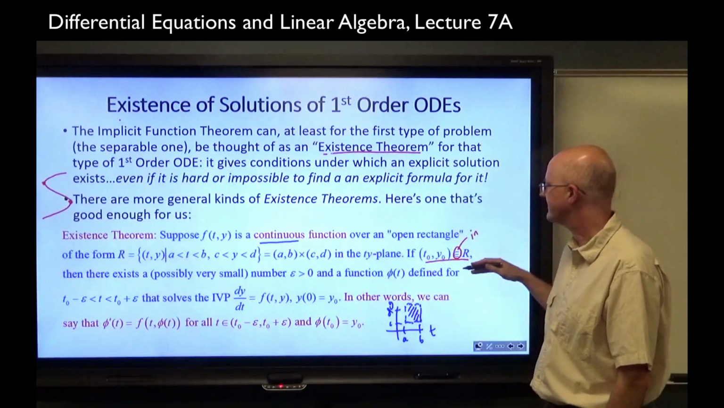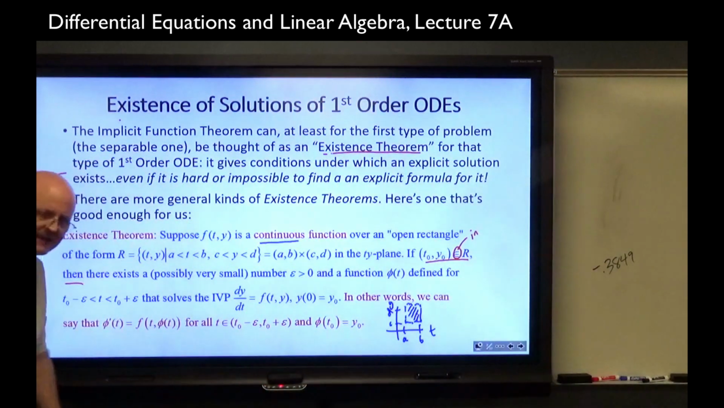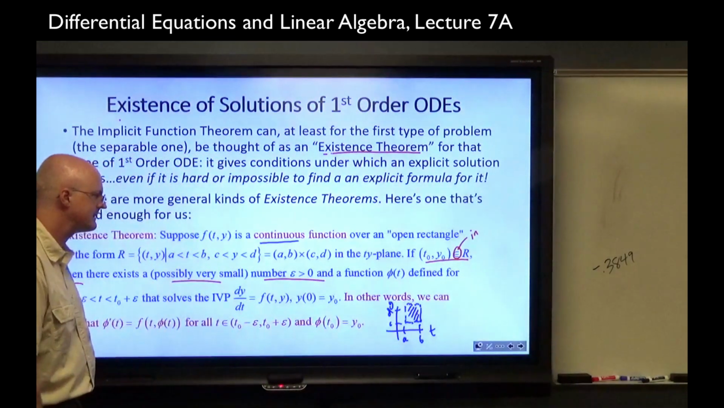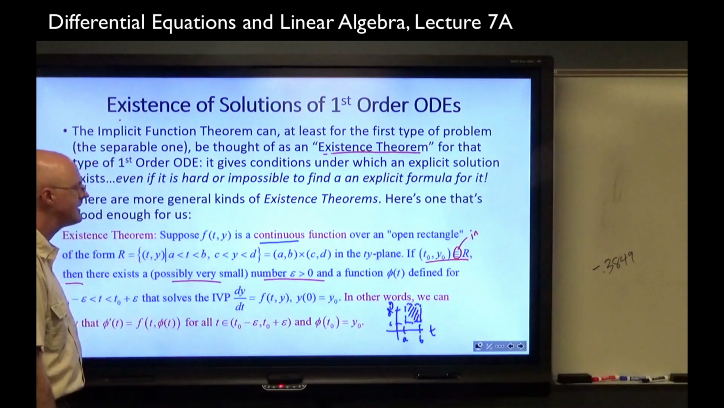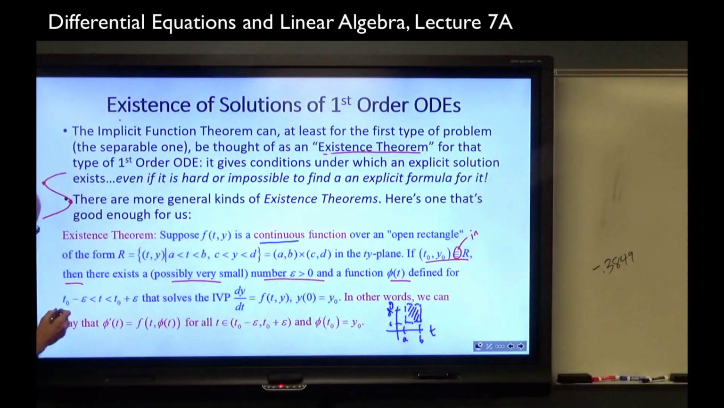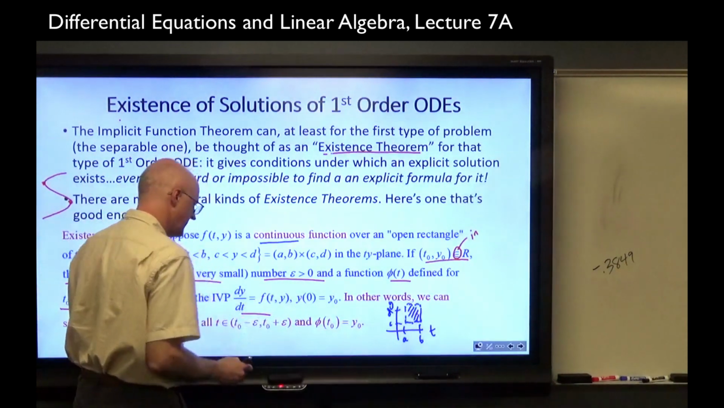That's the hypothesis there. When you see the word then you are alerted to the fact that now we're going to say the conclusion. And then there exists a possibly very small number, epsilon greater than 0. Epsilon is the mathematician's favorite Greek letter for small numbers. And a function phi of t defined for t between t0 minus epsilon and t0 plus epsilon, possibly some very tiny interval centered on t0, that solves the IVP. And there's a typo here. This should be a t0.